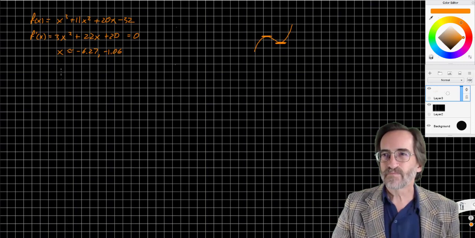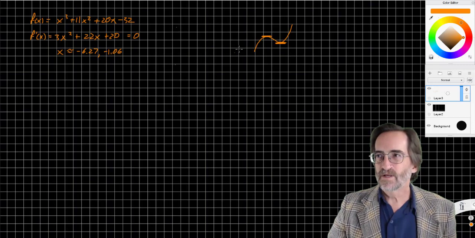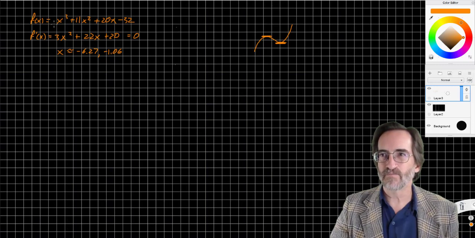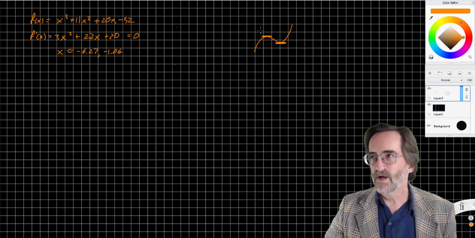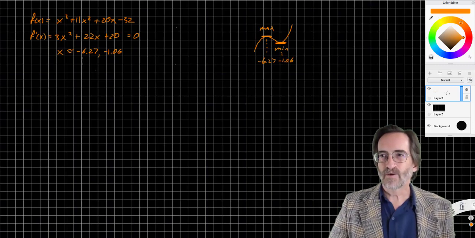Okay, and so this is where its critical points occur. So the question becomes: is each critical point a maximum or a minimum? Now, based on what I know about this function being a cubic with a positive leading coefficient, I'm quite certain that the left one is a max and the right one is a min. But we can verify that otherwise as well. So this is negative 6.27, and this is negative 1.06.